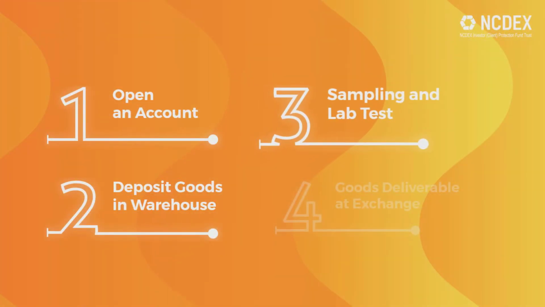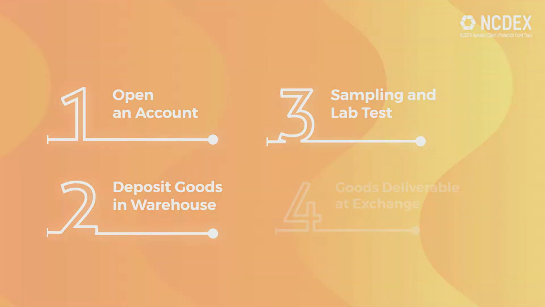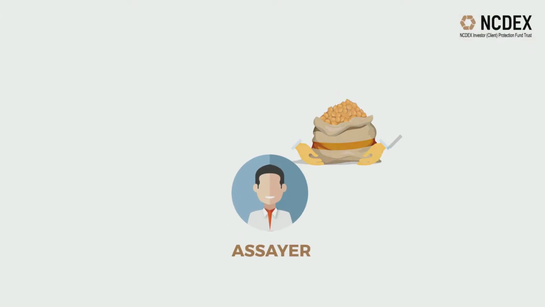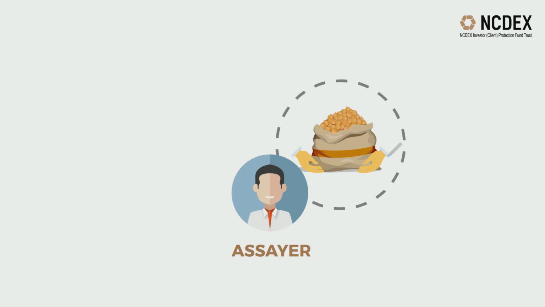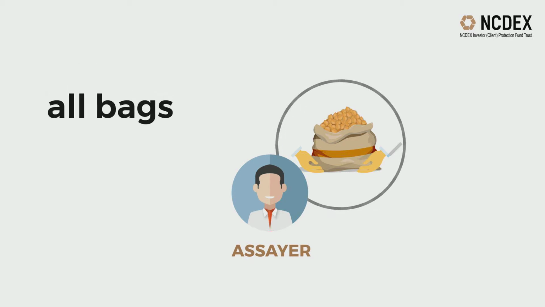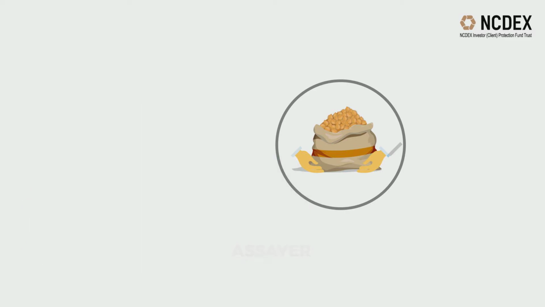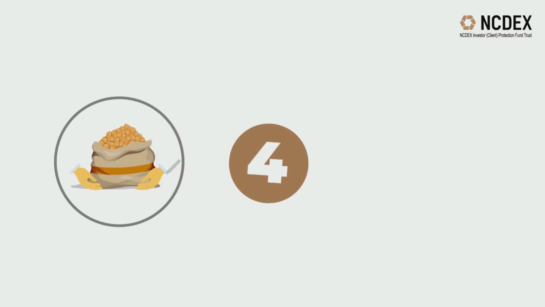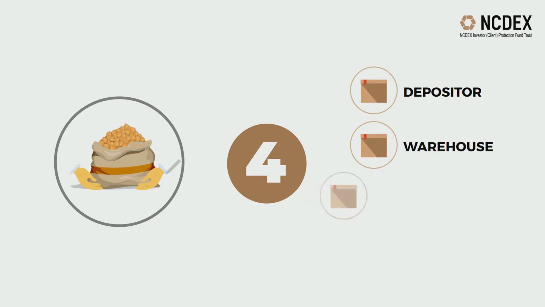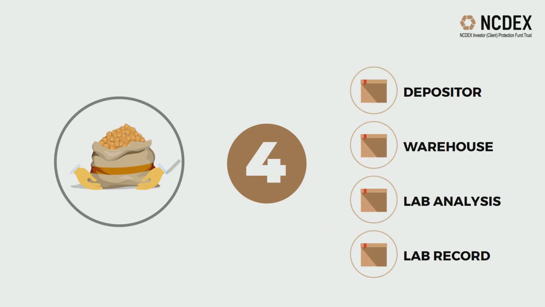Step 3. Sampling and lab test. The NCCL-approved assayer takes samples. Sampling is usually done from all bags, 100% of the goods. Samples collected from all bags are mixed together and divided into 4 parts and distributed among the depositor, warehouse service provider, and the remaining 2 are for the assaying lab, 1 for analysis and the other for record.